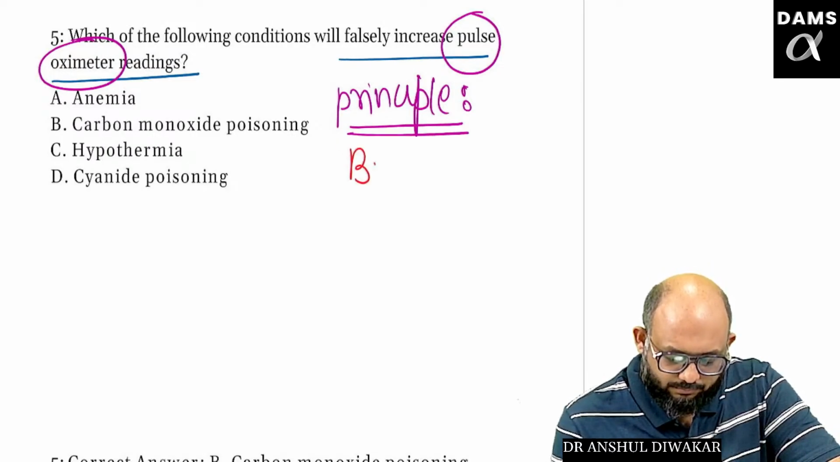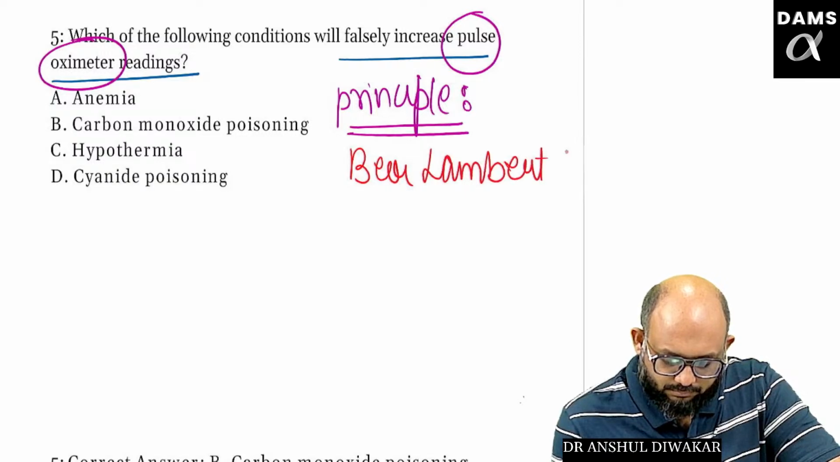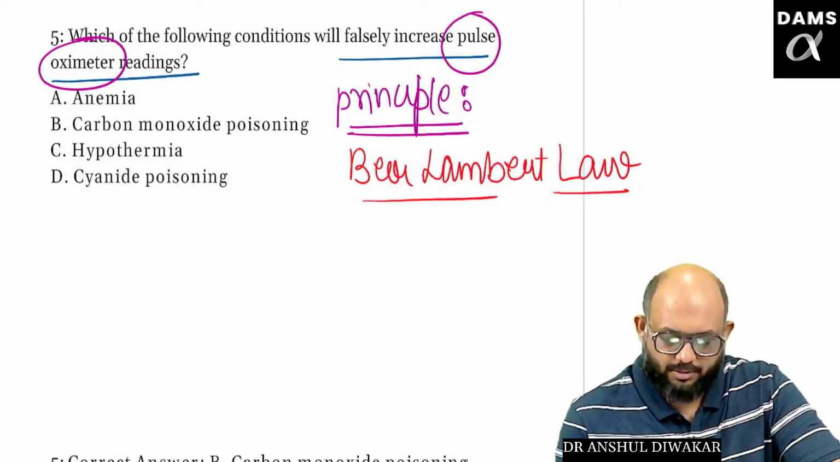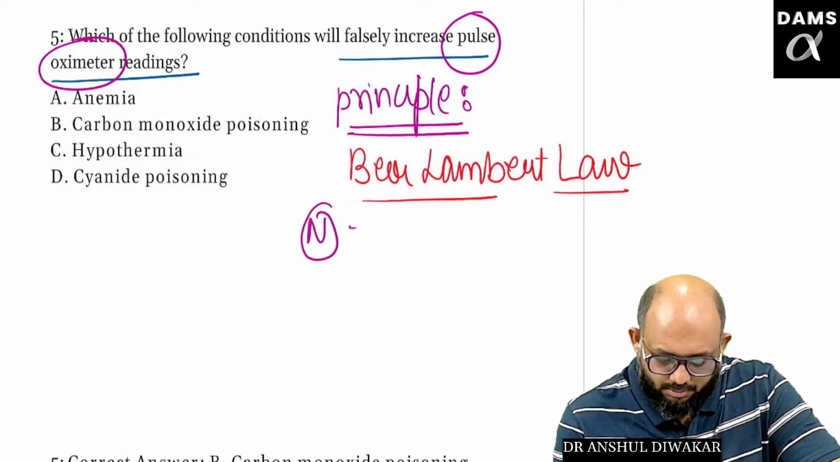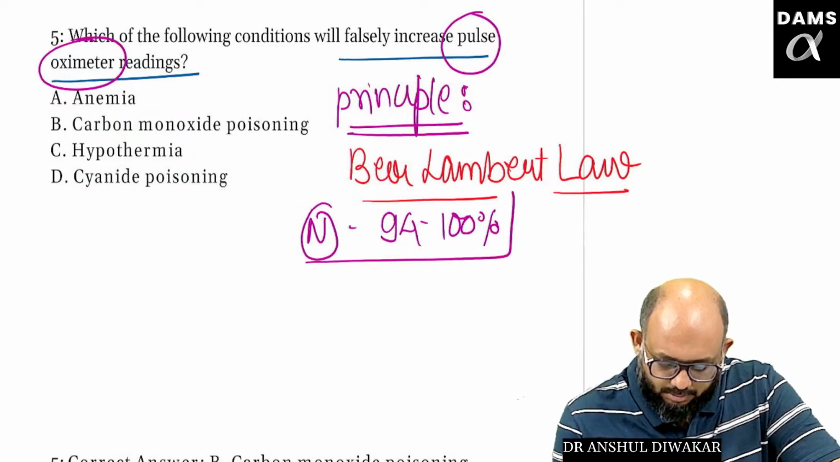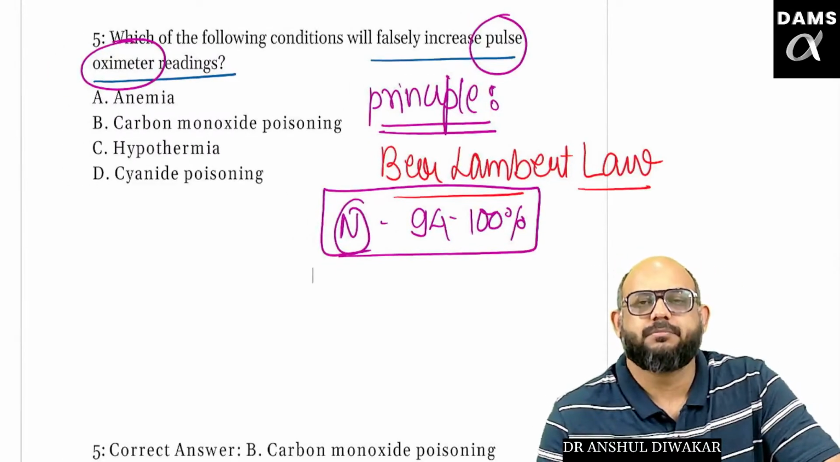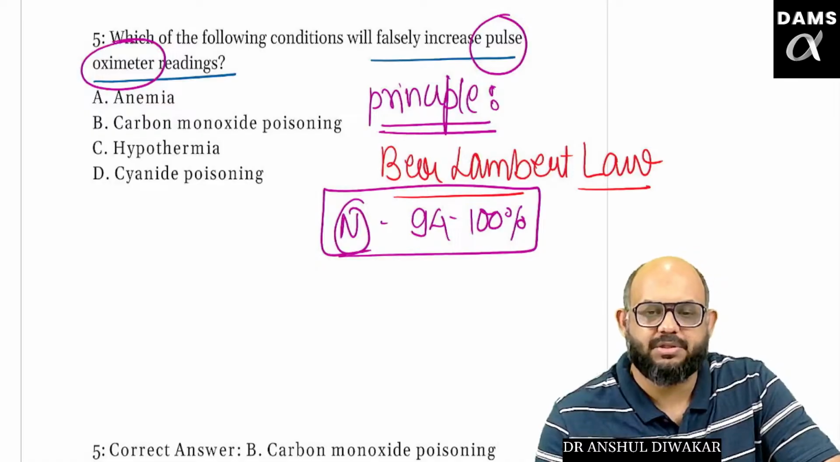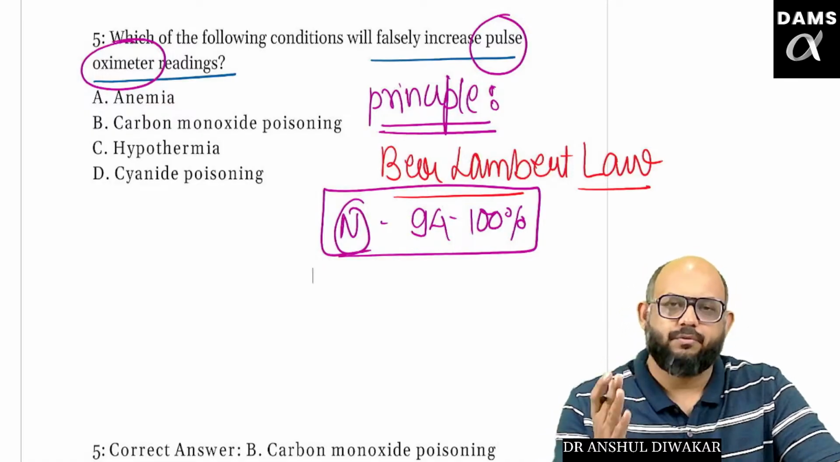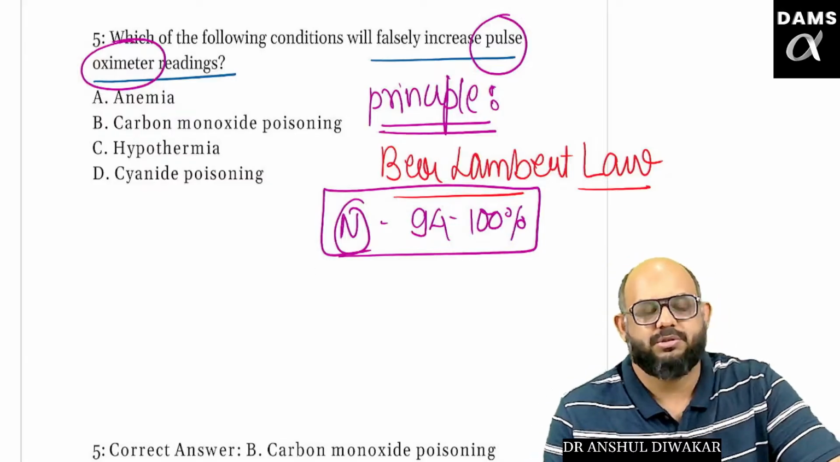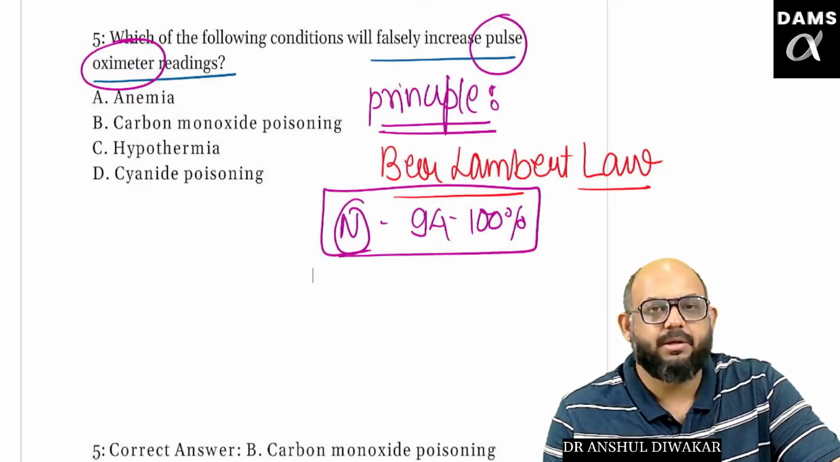Beer-Lambert law. And what is the normal value? 94 to 100%. So it is measuring O2 saturation of hemoglobin. So it can have three factors which are affecting it: false low, false high, no change. Infrared spectroscopy, Kartike?